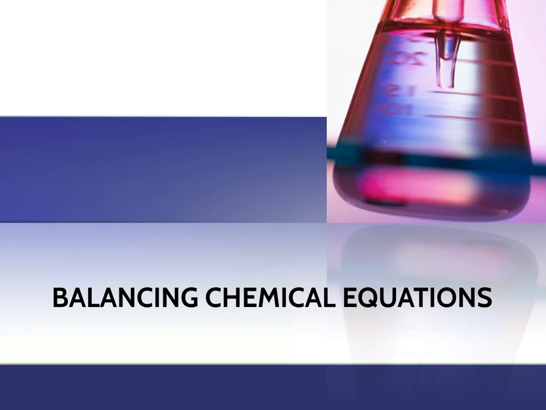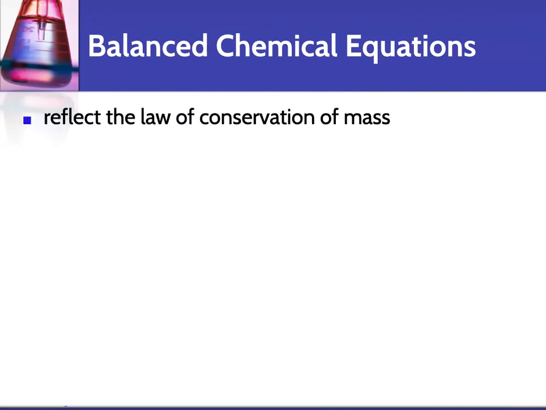In this video, we'll talk about balancing chemical equations. When you have a balanced chemical equation, it reflects the law of conservation of mass, which is basically that matter cannot be created or destroyed. So the reactants that you start out with have to have the same mass as the products that you end up with.